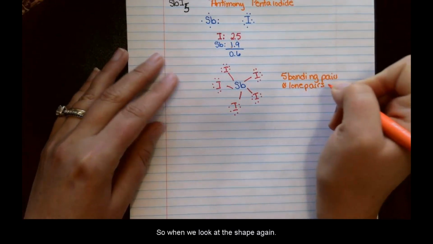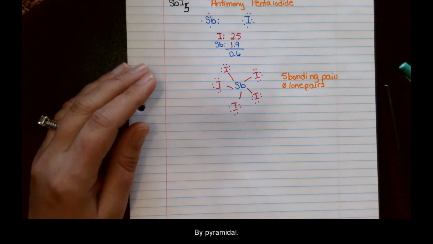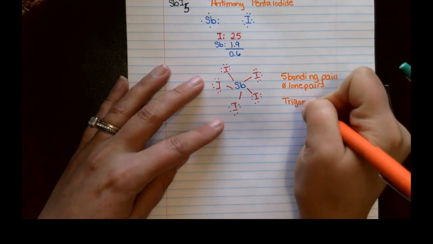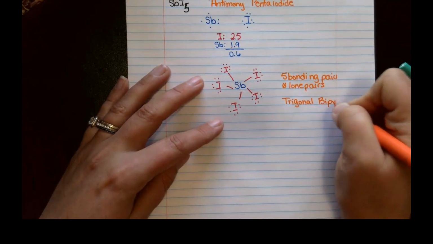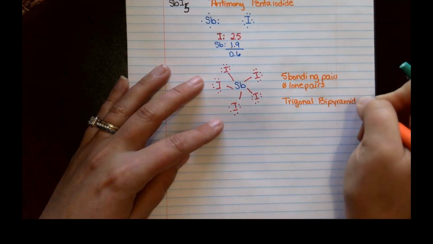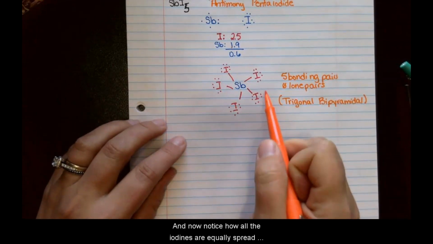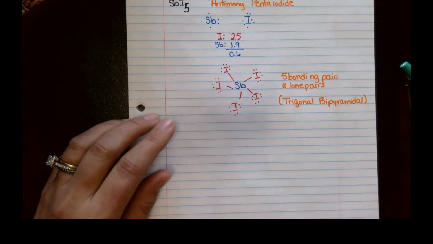So when we look at the shape again, it's going to be trigonal bipyramidal. This is your molecular shape. And now, notice how all the iodines are equally spread out. It should be slightly polar, but because they're pulling kind of opposite, it's going to cancel out that polar moment, or that dipole moment. And this is going to become a non-polar molecule.